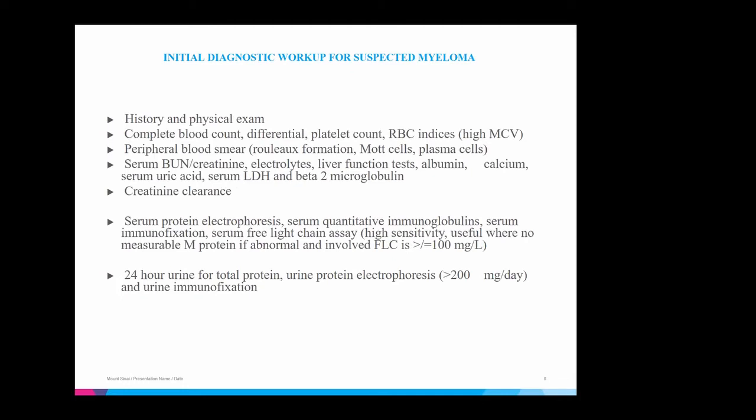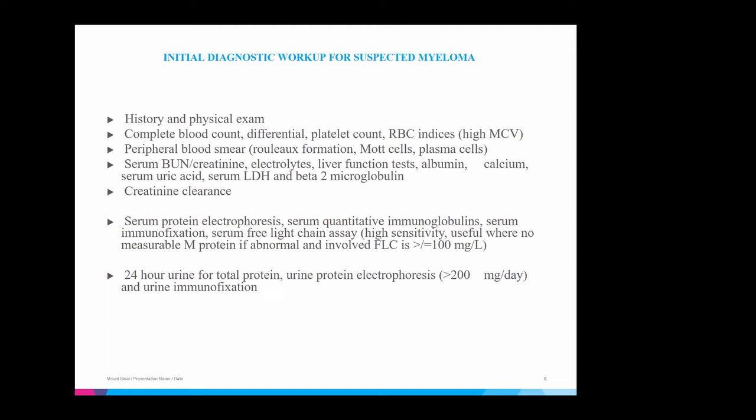So how do we work up these patients? First of all, a history and physical exam is important, of course, for bone pain or any bony tenderness. Complete blood count, differential platelet count, and RBC indices. A high MCV, which has a number of different causes, of course, may be a tip-off to the presence of a monoclonal protein in the peripheral blood. On the peripheral blood smear, you may see rouleau formation, Mott cells, or even sometimes plasma cells. You're going to want to check patients' renal function, liver function, albumin, calcium, of course, as I mentioned, serum uric acid and LDH, and beta-2 microglobulin.